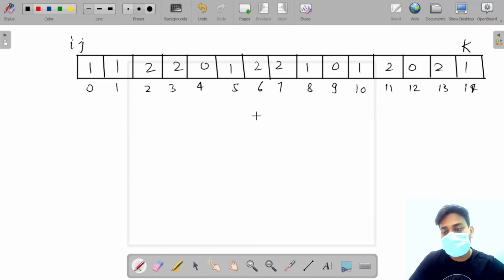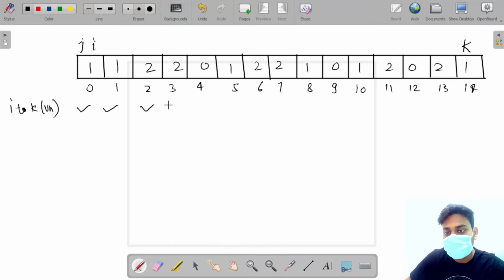So let me first tell you about the regions which we have to define. The first region will be from i to k, and this region will be unknown. So why will this region be unknown? Because initially we didn't know where is 0, where is 1 and where is 2. So initially all the elements of the array will lie in this unknown region.